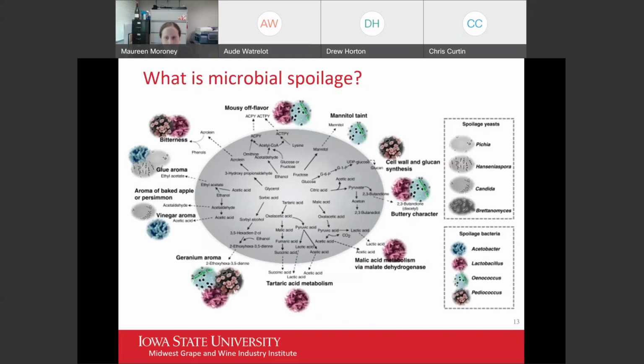Most spoilage microbes produce multiple aroma and flavor compounds, and many fault compounds can be produced by multiple different types of wine microbes. So here, for example, you'll also see that our friend Oenococcus oeni is included here as a type of spoilage bacteria, for example, with the potential to lead to things like geranium taint.